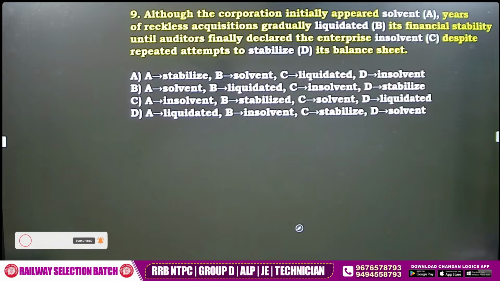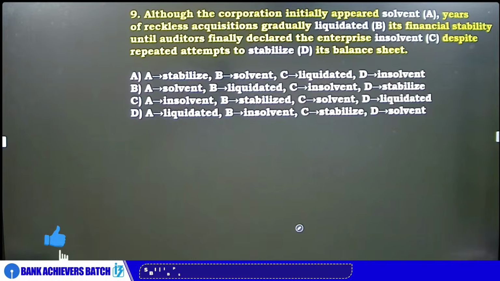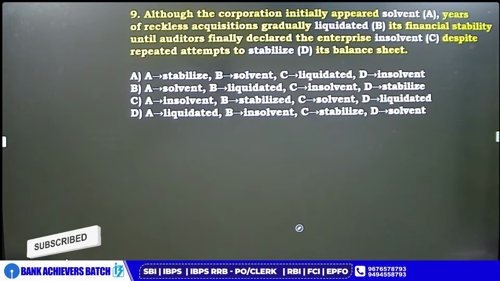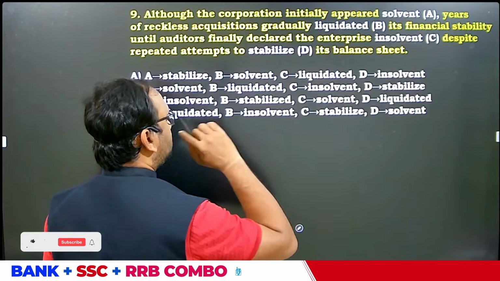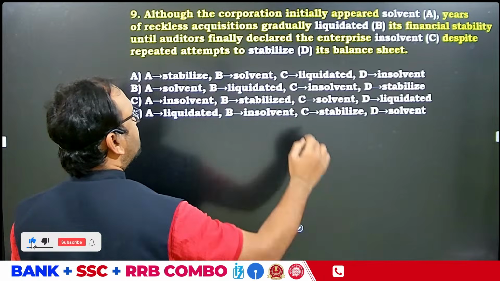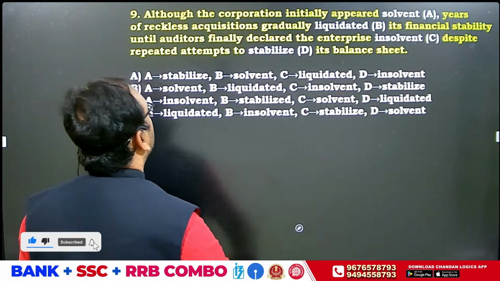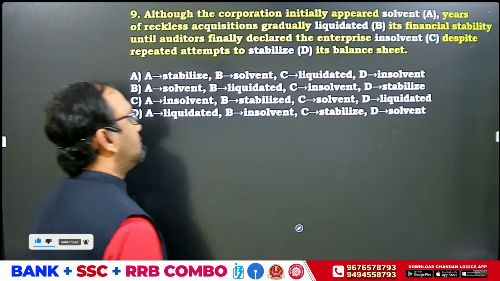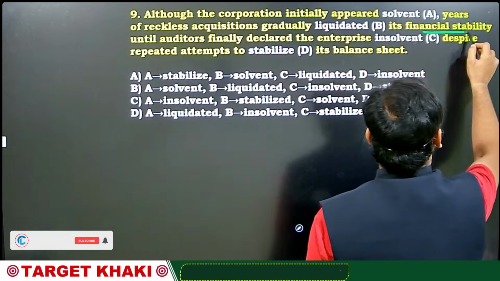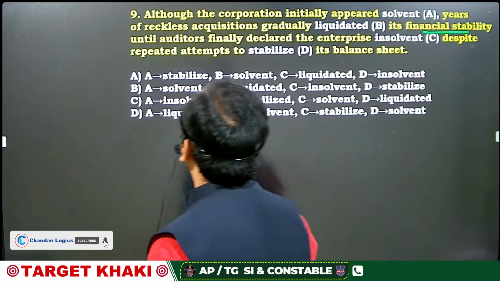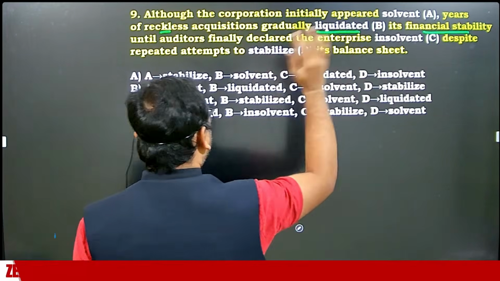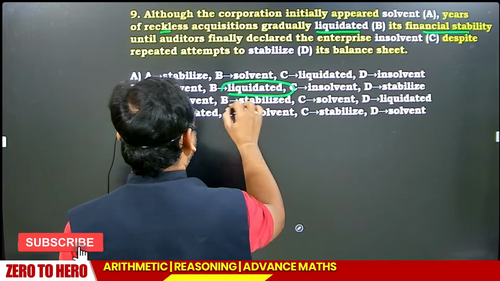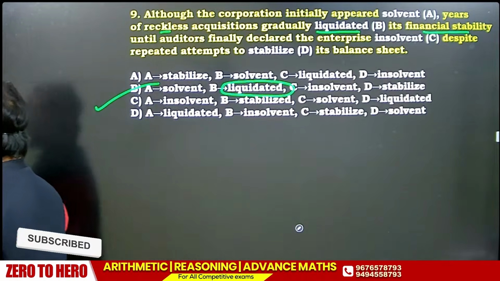Although the corporation initially appeared solvent, years of reckless acquisitions gradually liquidated its financial stability. I'll tell you something. So liquidated its financial stability. So financial stability got affected. Reckless decision, so minus. So liquidated is the perfect word there, no problem dear. Fatafat.